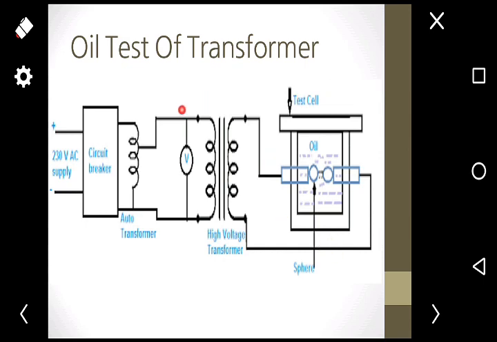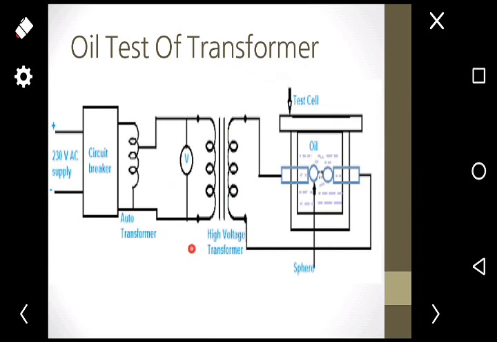The variable voltage is applied to the primary of the HV transformer, that is the high voltage transformer. The circuit breaker is connected between the supply voltage and the auto transformer for safety purposes.